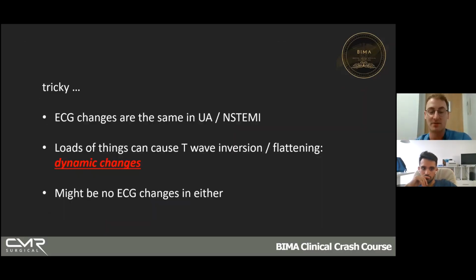Loads of things cause T-wave inversion that is there all the time. So PEs, left ventricular hypertrophy, left bundle branch block. The difference between this and unstable angina and an NSTEMI is that you get what's called dynamic changes. So they change over time. The T-wave inversion might get better or might get worse depending on if cells are dying or if they're not. If the T-wave changes stay there forever, that probably means that it's not an ACS. Okay. And number 3, there might be no ECG changes.